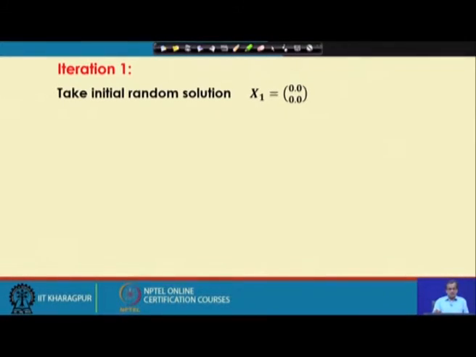Iteration 1: we take the initial random solution, capital X 1, that is 0 0. Now, capital X 1 is a collection of the small x 1 and small x 2 values. We calculate the function value f 1, which is f of capital X 1, and if you substitute the values of x 1 and x 2 in the objective function, you will get 0.0.